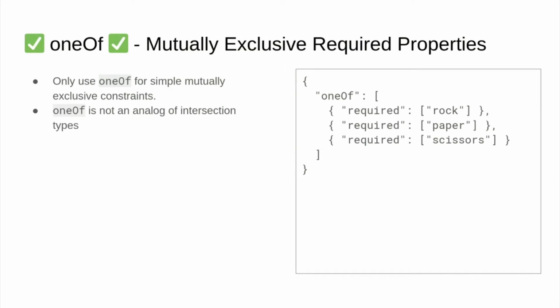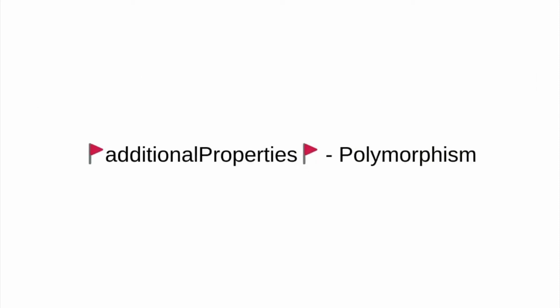Okay, let's look at the next keyword that should send up some red flags. additionalProperties is used in a couple of different ways, but the most common is to use it to forbid properties that are not defined in an object. Unfortunately, that has some harmful side effects for polymorphism.